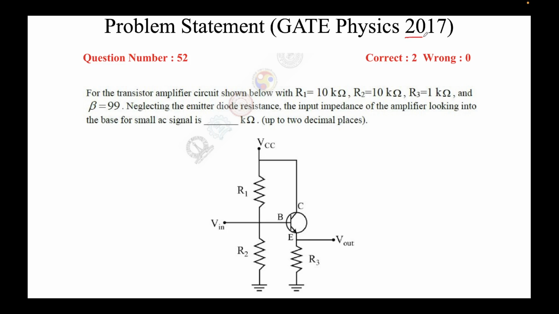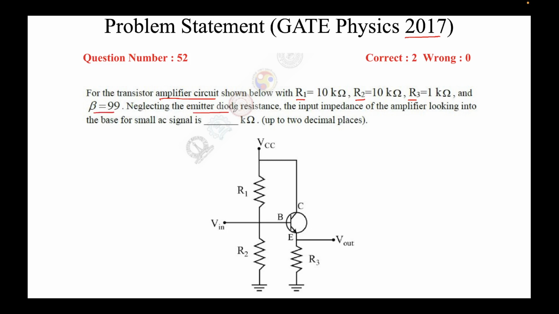The problem statement from GATE Physics 2017 reads as follows. For the transistor amplifier circuit shown below with R1 equal to 10 kilo ohms, R2 equal to 10 kilo ohms and R3 equal to 10 kilo ohms and beta equal to 99.